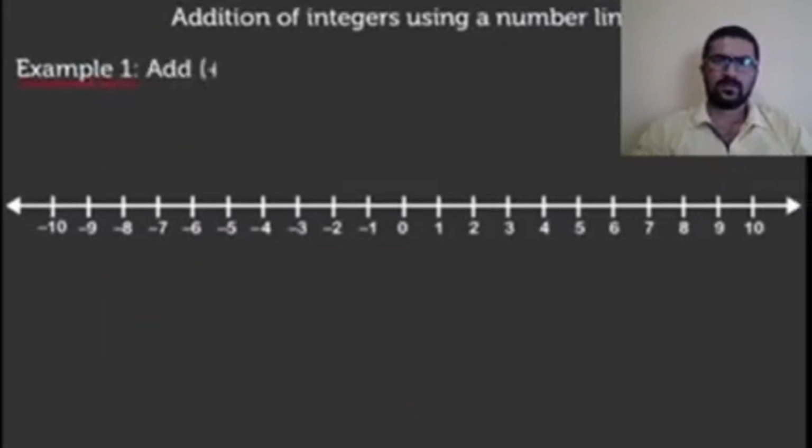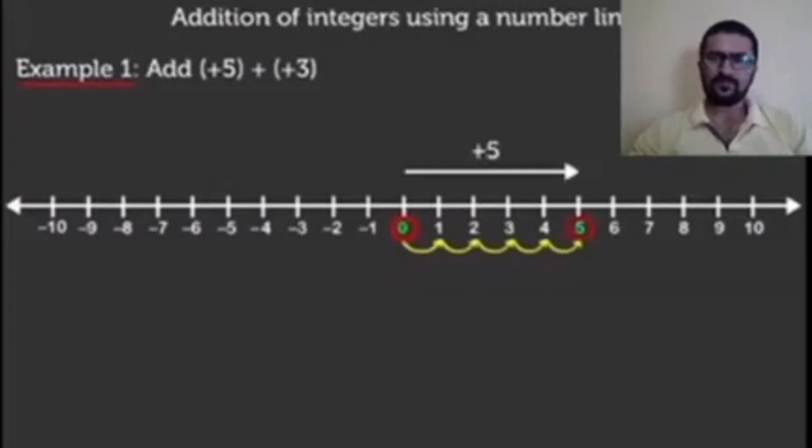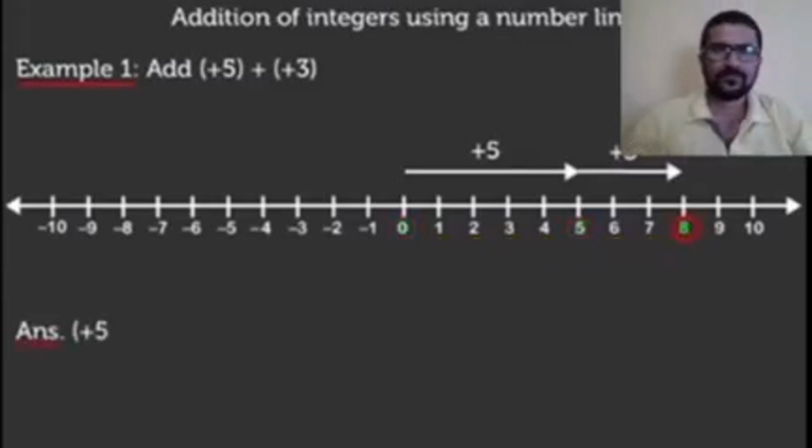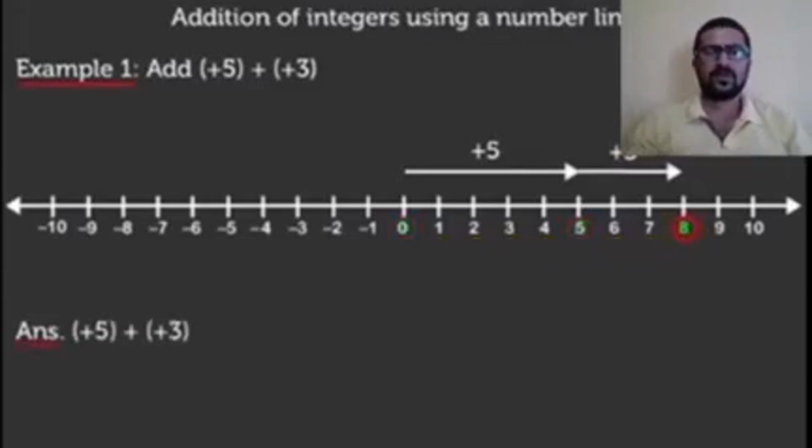Example 1. Add positive 5 plus positive 3. Firstly, start from 0 and move 5 places to the right. We reach positive 5. Now, go 3 places to the right from positive 5 and reach positive 8. Look, we found the answer. Yes, it is positive 8. Hence, positive 5 plus positive 3 is equal to positive 8.